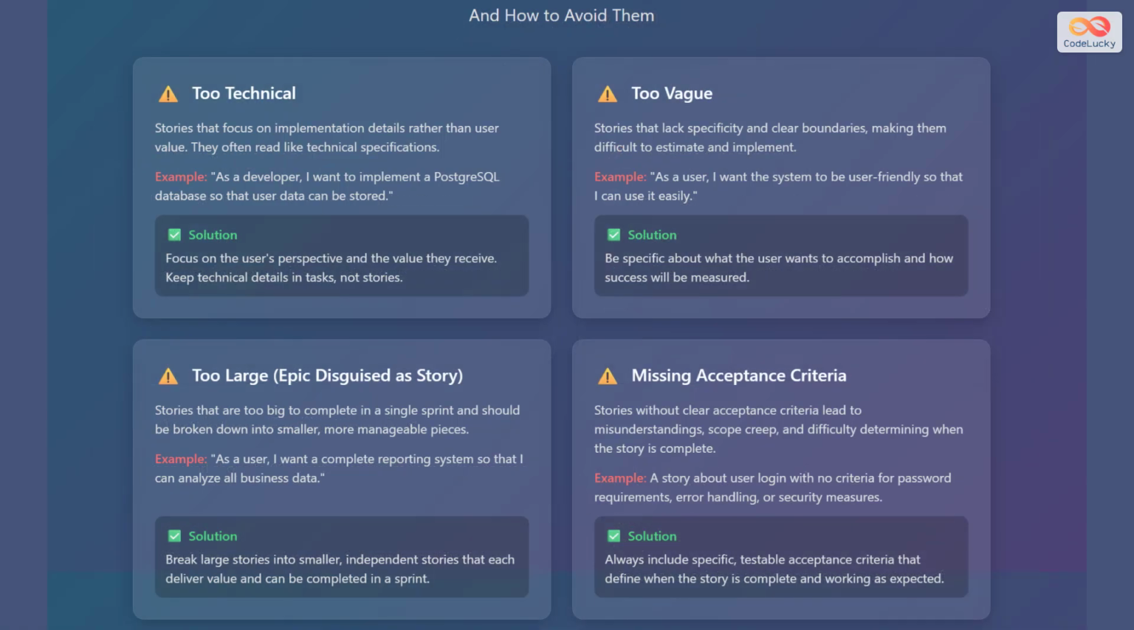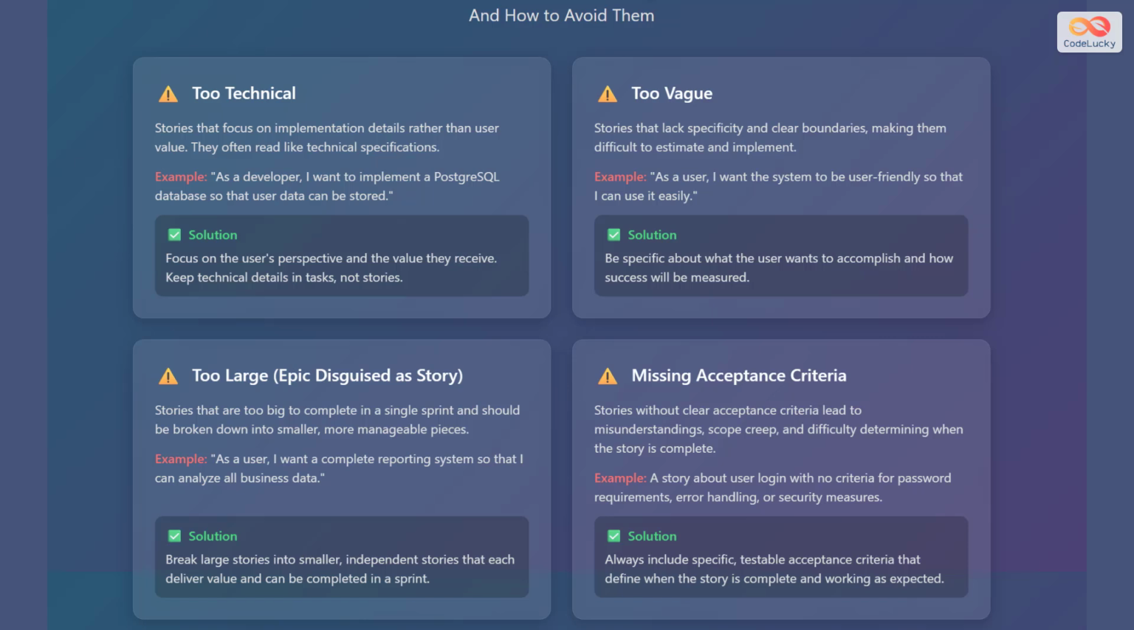There are common pitfalls to watch out for. One is being too technical, focusing on implementation details rather than user value. Another is being too vague, lacking specificity and clear boundaries. Another is being too large, using an epic disguised as a story which is too big to complete in a single sprint. Also, missing acceptance criteria, which leads to misunderstandings.